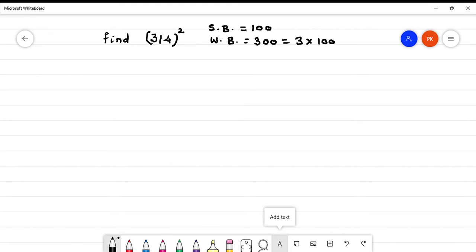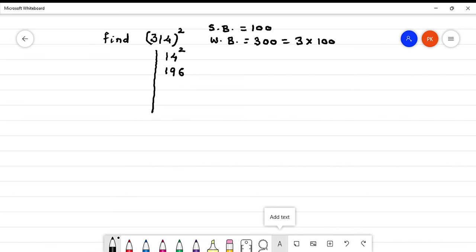Now I'm going to follow almost the same steps, but here keep it in mind that standard base is 100, which has 2 zeros. So I'll take on the right hand side 2 digits on the right hand side of the partition, that is 14, because 100 has 2 zeros. So take 14 and square it. Now to find out the 14 square, I will use base 10 method, and already we have found it. 14 square is 196.